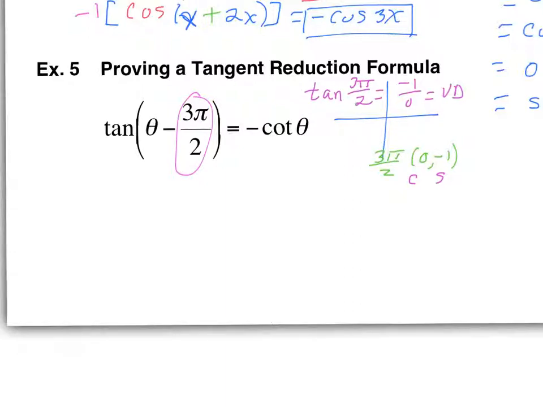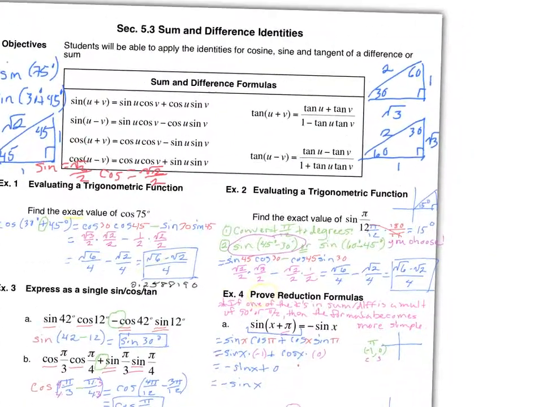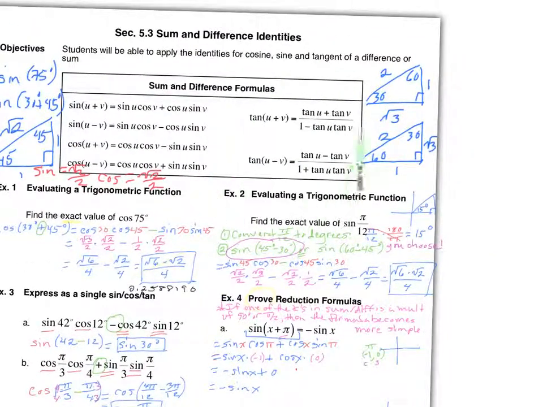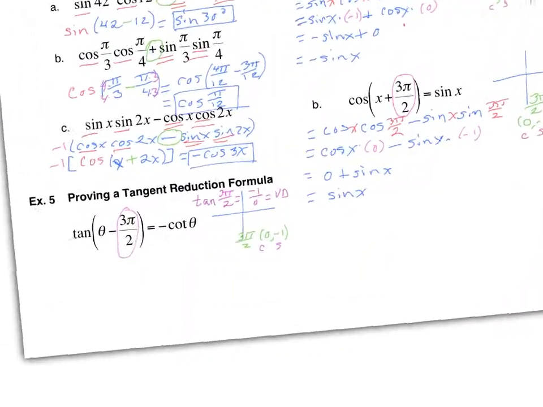Can I put undefined into a formula? No. So let's go back to the top. If you look at these formulas right here, if I were to put undefined into any one of these tangents, I can't. I don't know what to do with that. So if I can't use these formulas, how do I convert tangents into sines and cosines? What is tangent equal to? Sine over cosine. So I'm going to use one sine and one cosine. I'm going to have a sine sum or difference in the numerator and a cosine sum or difference in the denominator. So here we go.